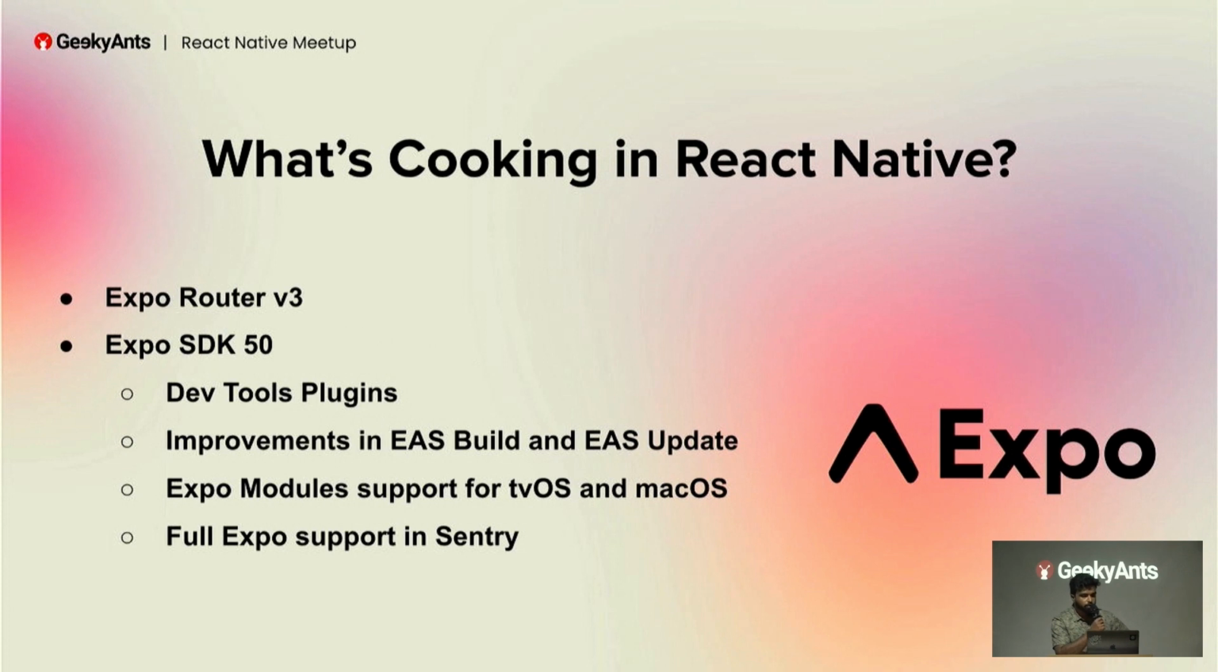Also, DevTools plugins, which basically provide APIs for us to build browser-based plugins so that we can inspect our elements or any library that we are building for React Native better. Apart from that, there were some improvements on esbuild and version upgrades of Xcode for web workers to build Expo applications on the cloud.